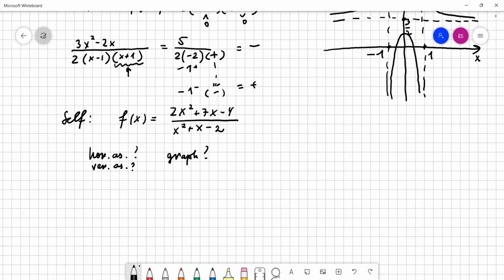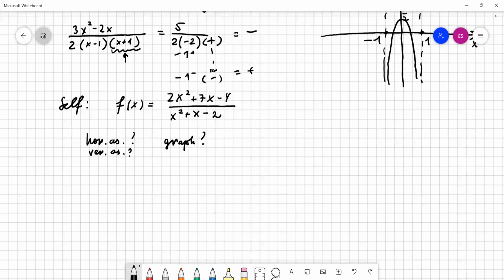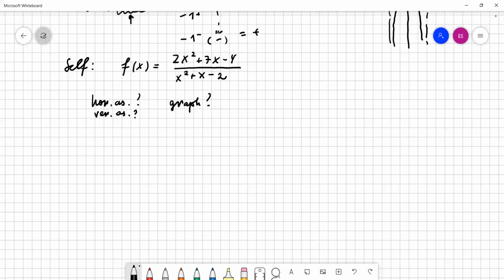Okay, so I'm going to count to 5 and do my solution. So 1, 2, 3, 4, 5, and solution. I'm going to start with the vertical asymptote. So I'm going to take the denominator x squared plus x minus 2 and set it to 0. Actually, here I can factor it, I think. Something like this. And my solutions are x equals 1 and x equals minus 2.